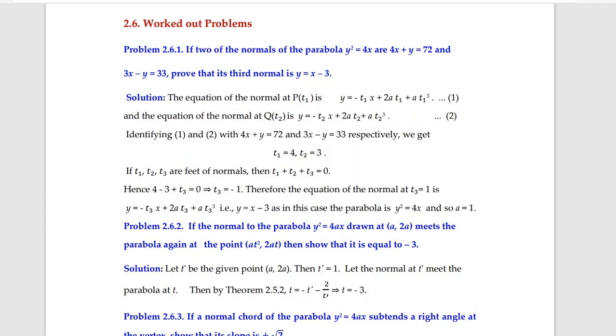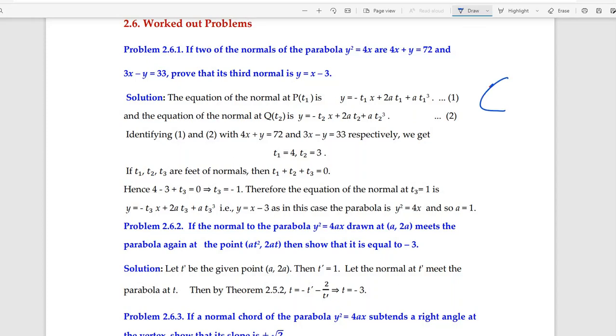So of the three normals, two are given. We are asked to find the third one. For this, we are going to consider the equation of the normal at P of t1. We will take the three normals to be P of t1, Q of t2 and R of t3.